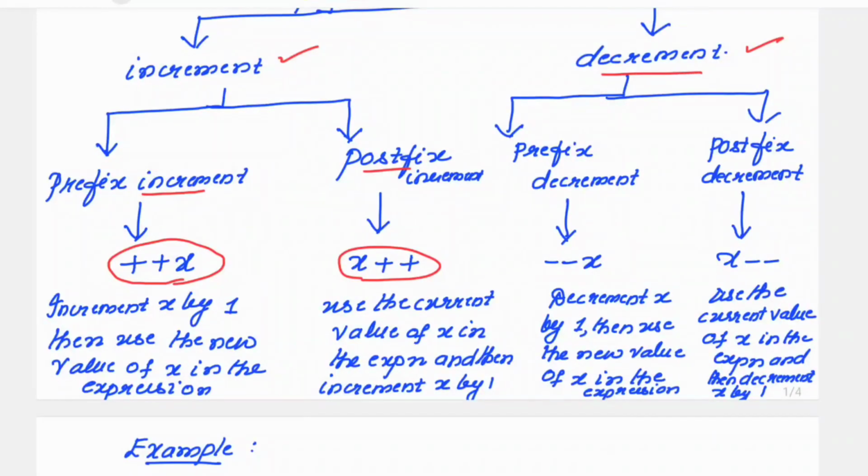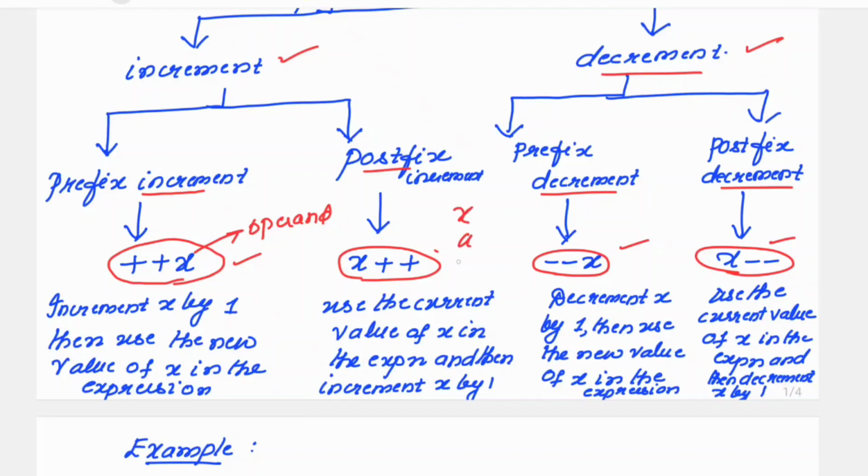Let us see the decrement operations. So we have the prefix decrement and postfix decrement. For prefix decrement you use this kind, minus minus x, and postfix is x minus minus. So these are the four different operators: plus plus x, x plus plus, minus minus x, x minus minus. Remember one thing here, that x is an operand. I am using the letter x here. You can use any other letter also, like a or p. So like this you can make use of any other variable.